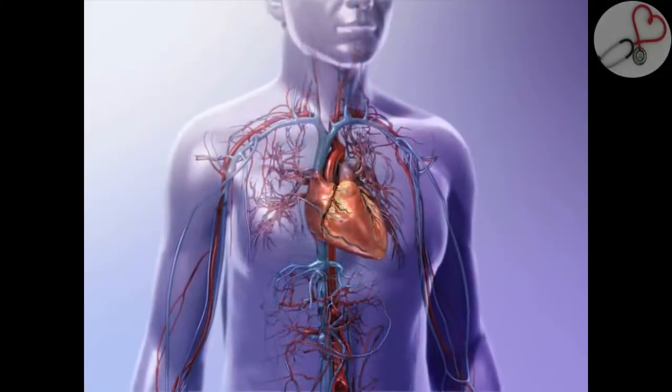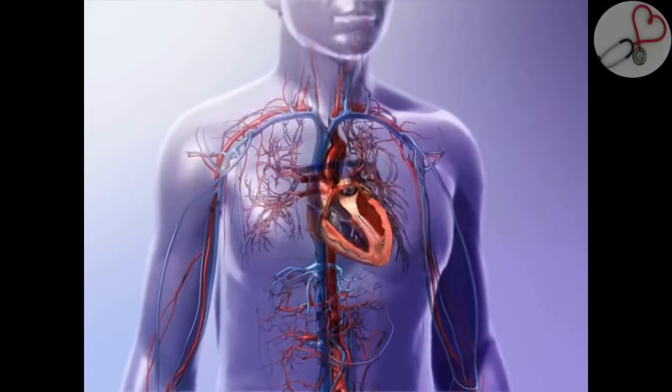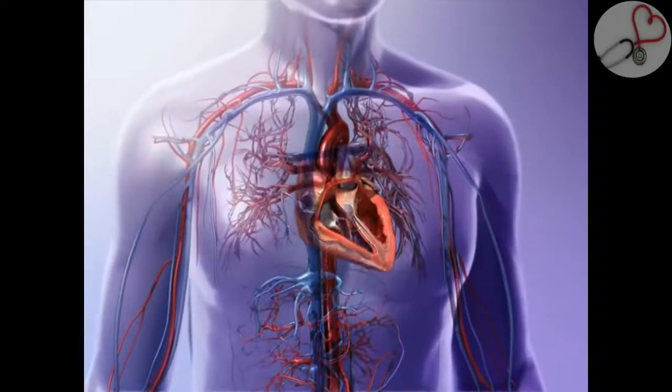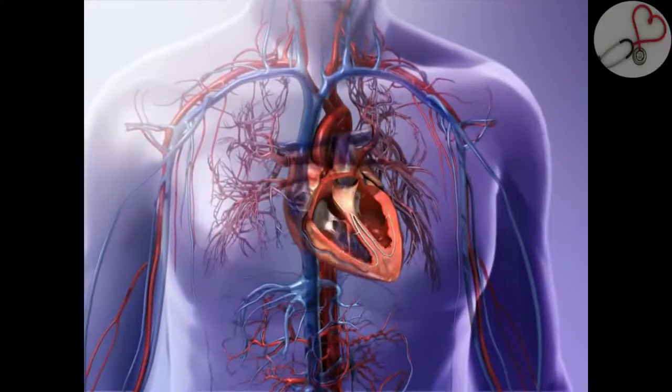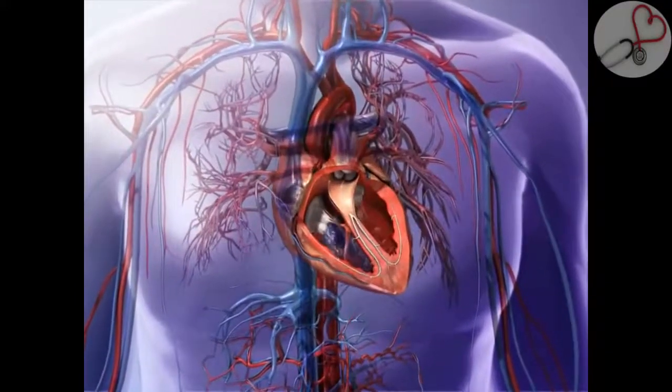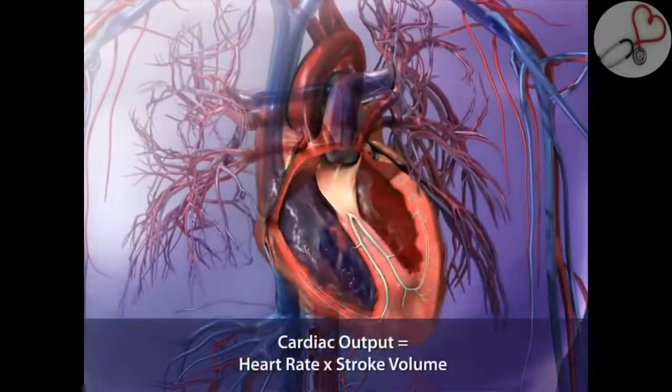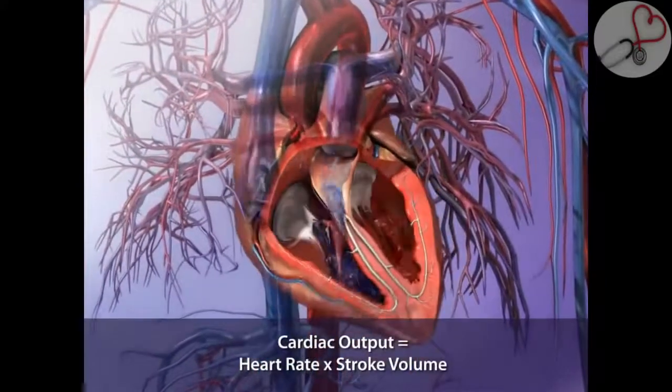With each contraction of the ventricles, blood is pumped out of the heart. Stroke volume is the amount of blood a ventricle pumps out in one contraction. Cardiac output is the volume of blood that each ventricle ejects every minute. To find the cardiac output volume, multiply the number of heartbeats in 1 minute by the stroke volume.